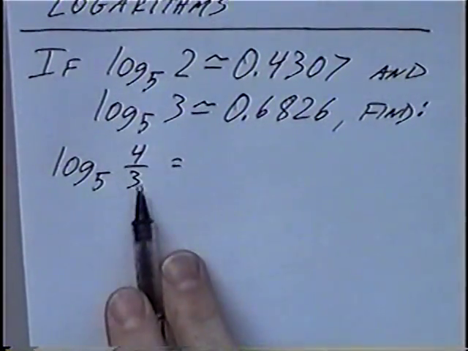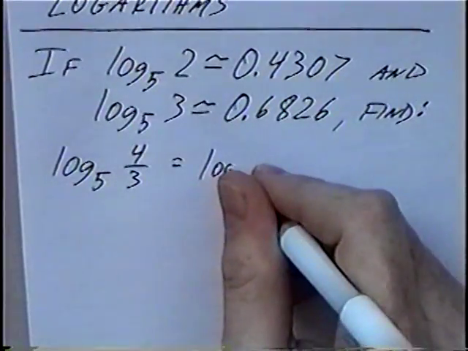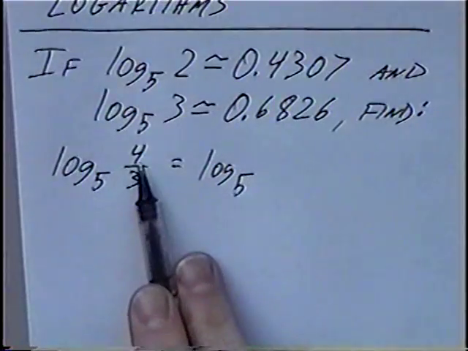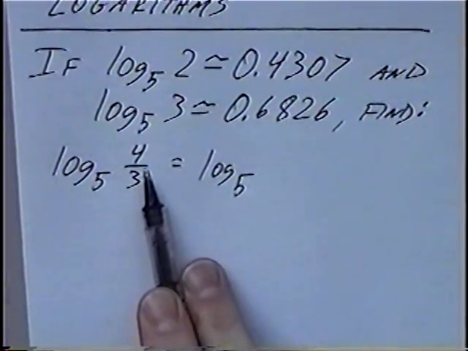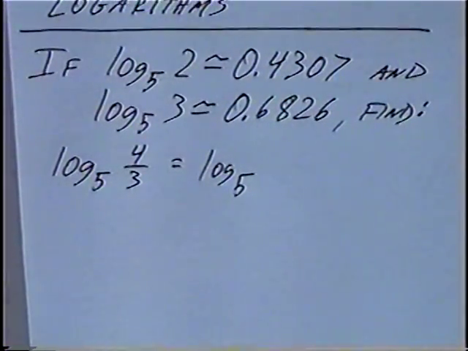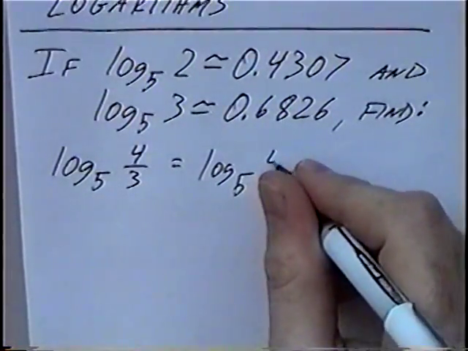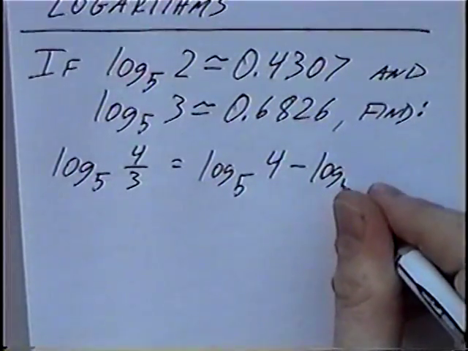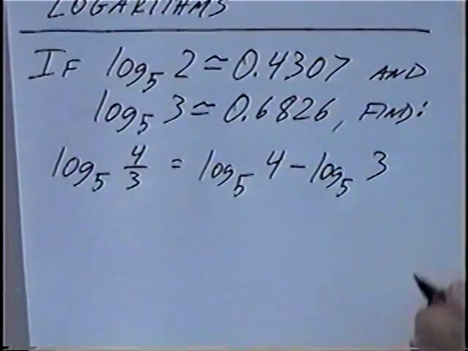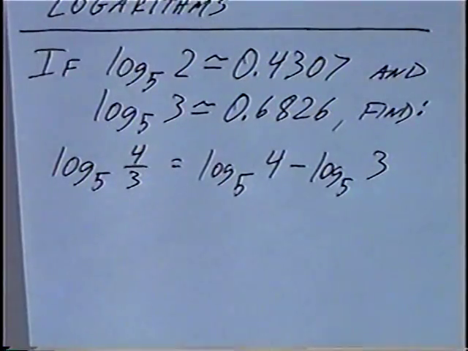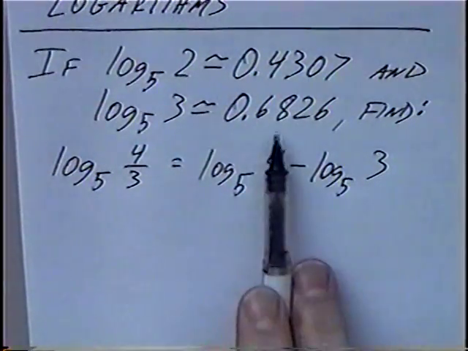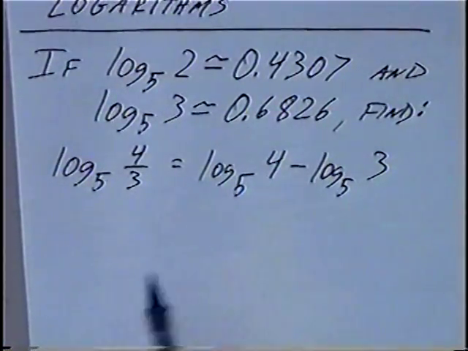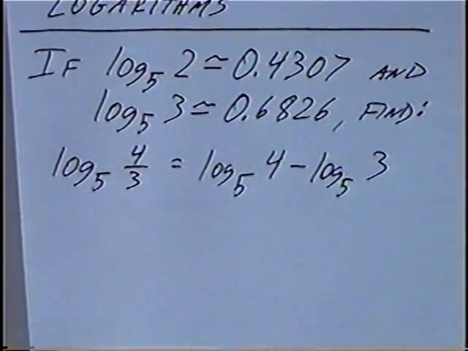First we can rewrite log 4/3 base 5. Since we're dividing, we take the log of the first number and subtract the log of the second number. So we'll have log 4 base 5 minus log base 5 of 3. The second log, we have the decimal for, log 3 base 5, but the first log, log 4, is not given in the question.